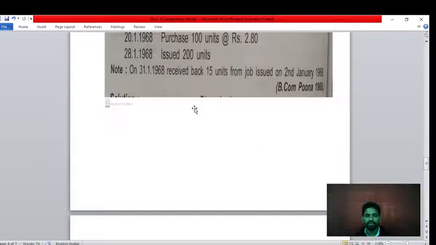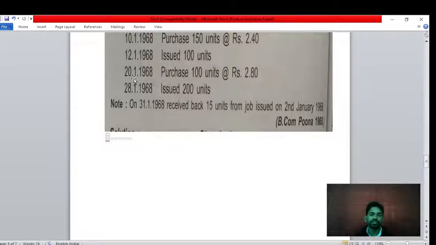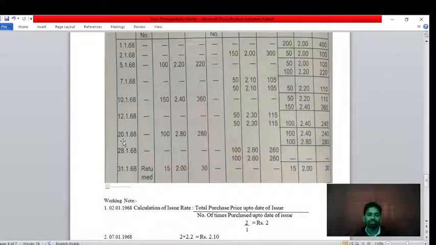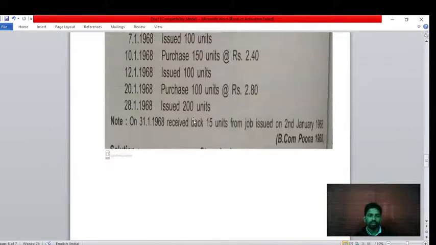On the next date, on 20th January 1968, purchase 100 units at the rate of rupees 2.80. So again it's purchased on 20th January 1968, 100 units at the rate of 2.80, amount 280. Again we have to maintain the balance. On the earlier date there is only one lot, so this balance we carry forward for the next date. Take it as it is, and add this new purchase of 100 at the rate of 2.80, which is 280.